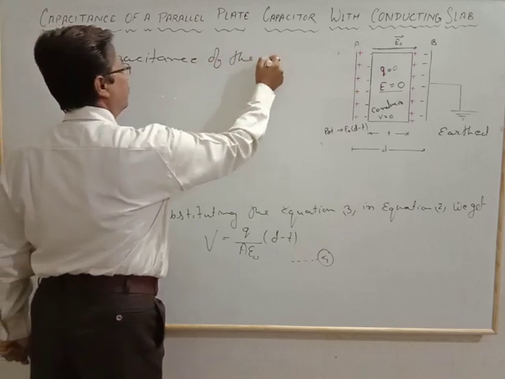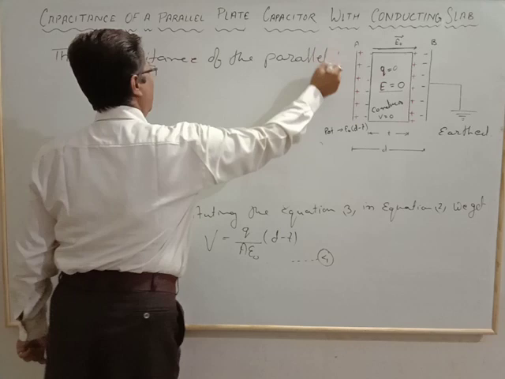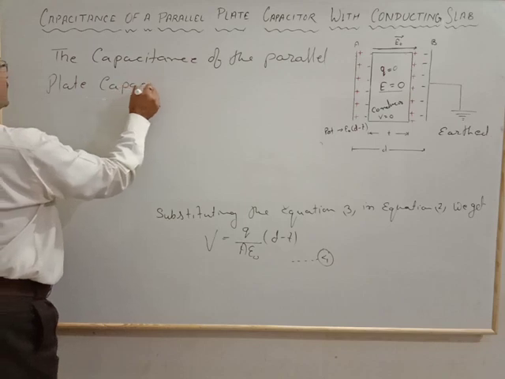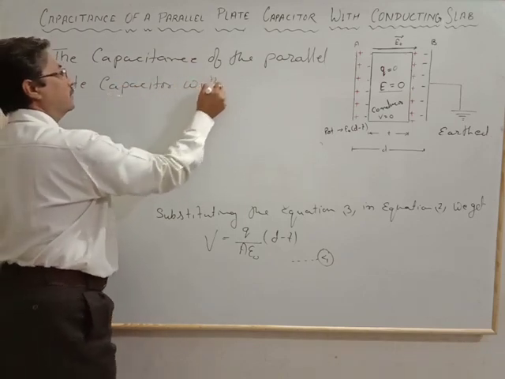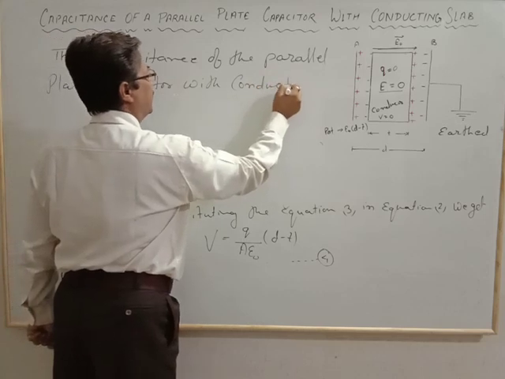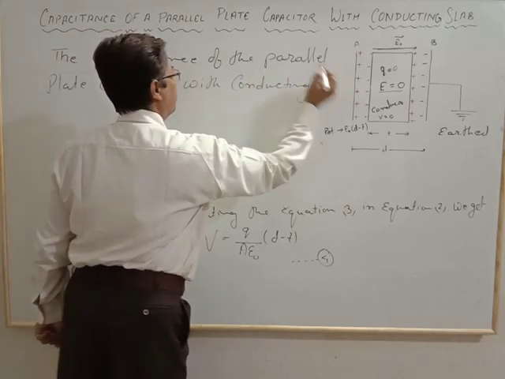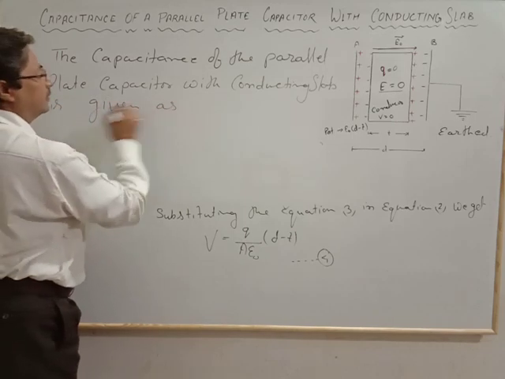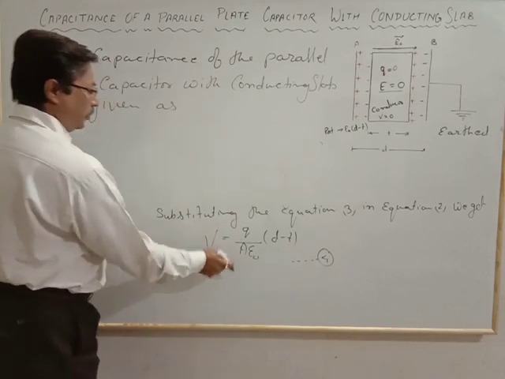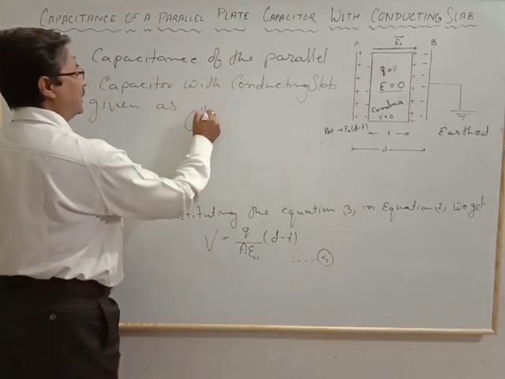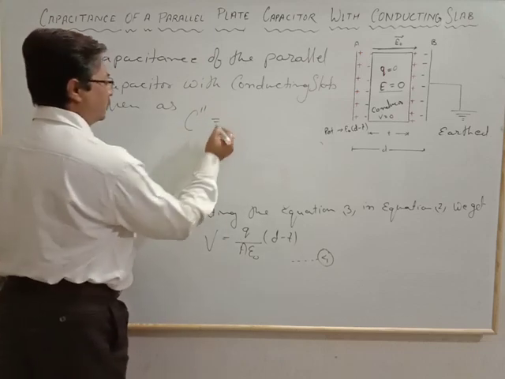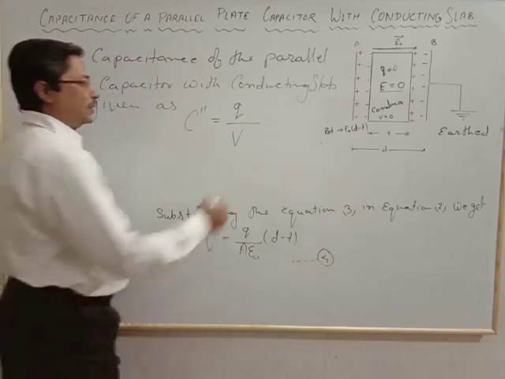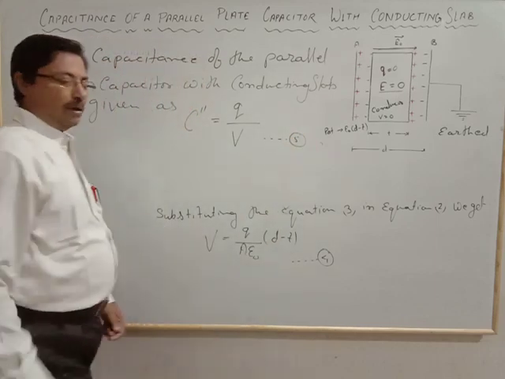of the parallel plate capacitor with conducting slab is given as, what is this? The potential is here, and the capacitance, let C double dash, is equal to total charge by the potential V. Now this relation becomes the fifth equation.